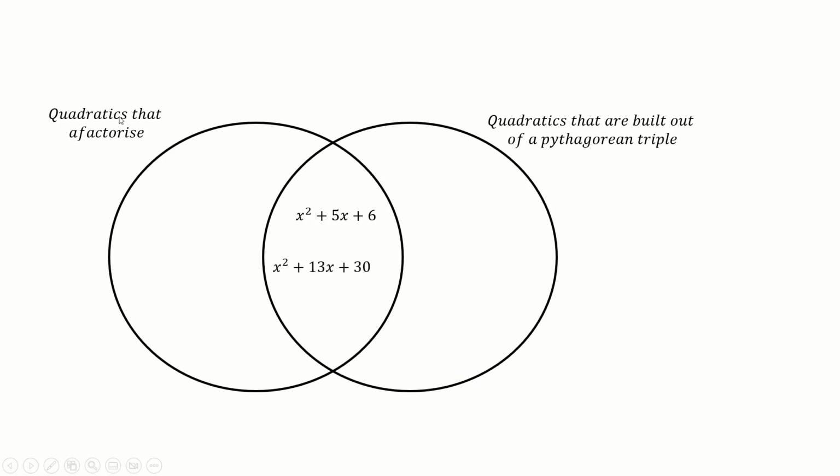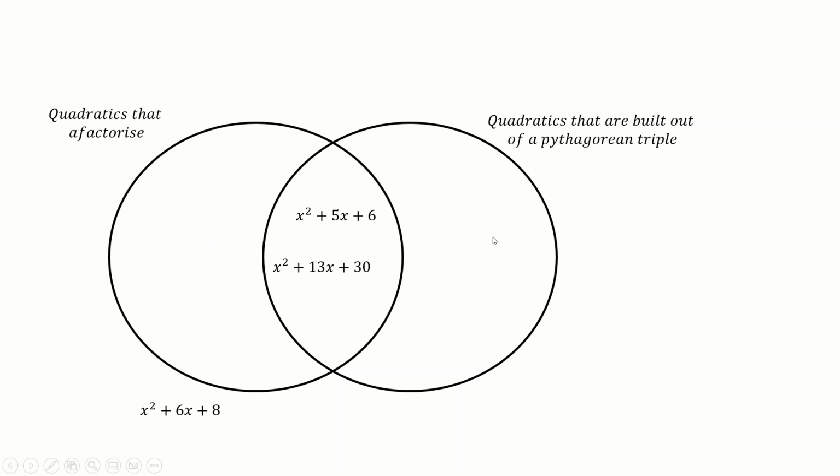What I'm asking is, are there any quadratics that factorize that do not have the hypotenuse and area of a Pythagorean triple here and here? Because they would go there. Or are there any quadratics that are built out of Pythagorean triples, so the hypotenuse here, area here, that don't factorize? Because we haven't been able to find any in either case yet. We have found some that are neither. This is neither the hypotenuse and area of a Pythagorean triple nor does it factorize. This was the first one we saw that didn't. So the picture could look like this, but we haven't found anything that goes here or here.